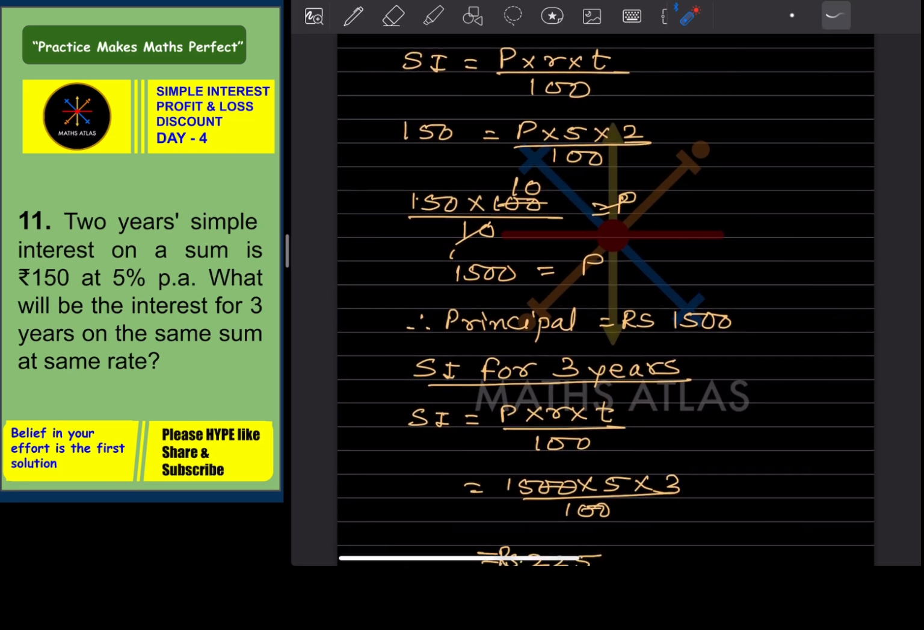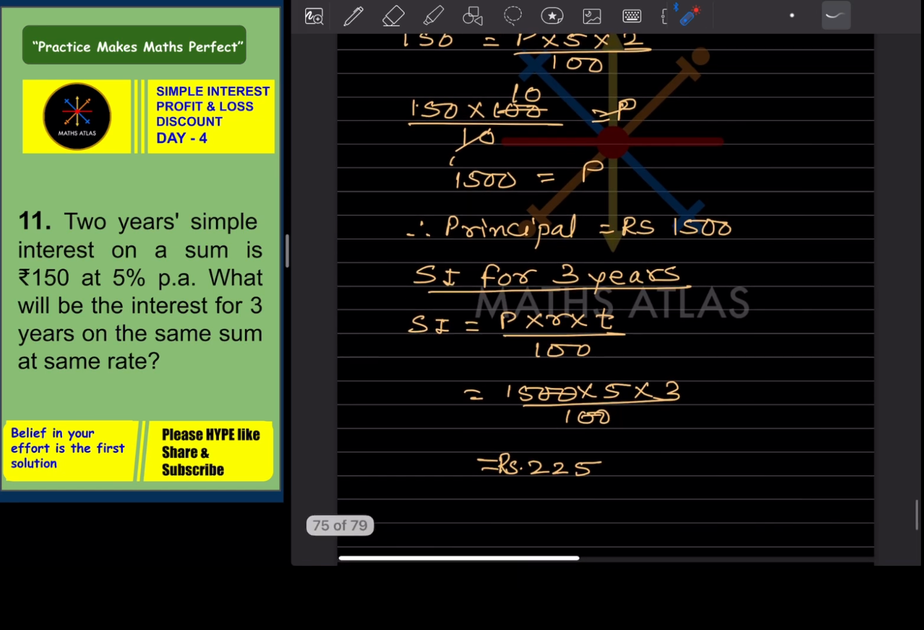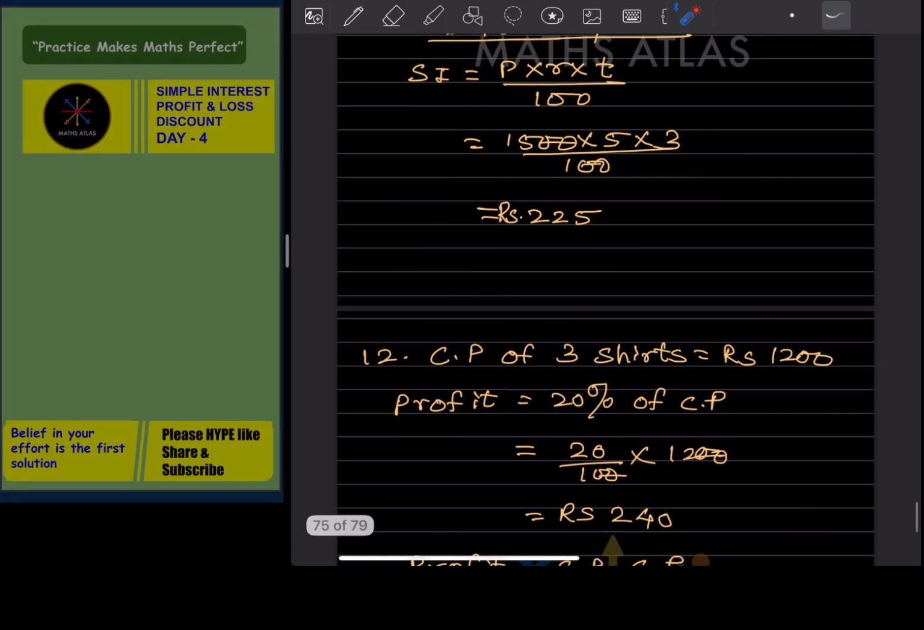Now we want the interest for 3 years. So simple interest for 3 years, again use the same formula. We got the principal as 1500, so directly we can put 1500 over here. Again, the rate of interest is the same, 5, and the time becomes 3 years. After simplifying, we get rupees 225.